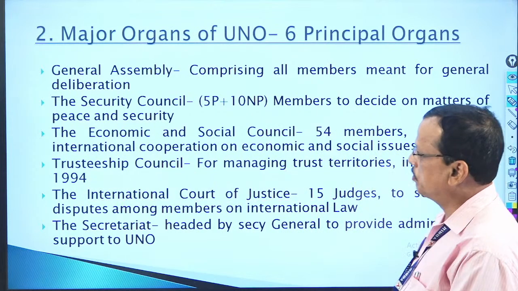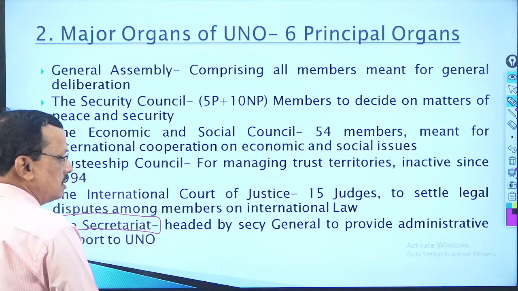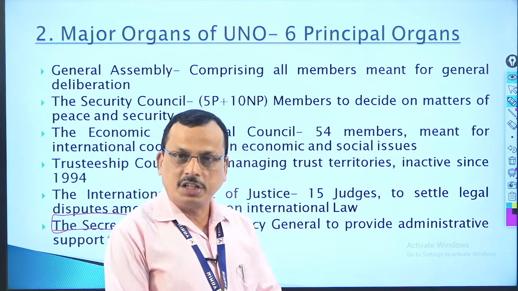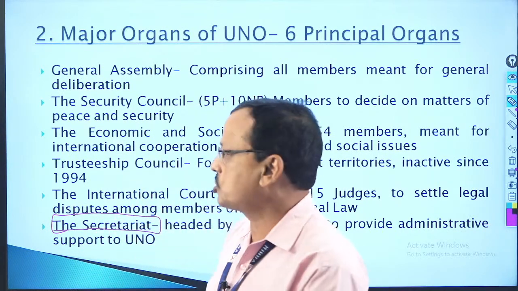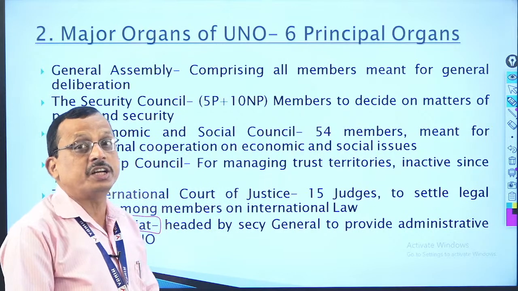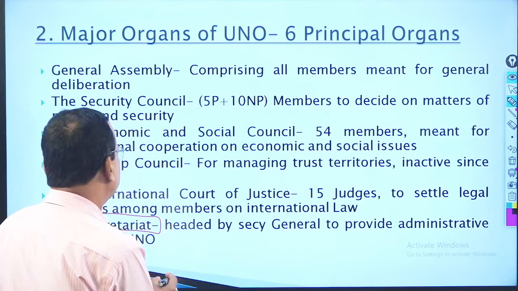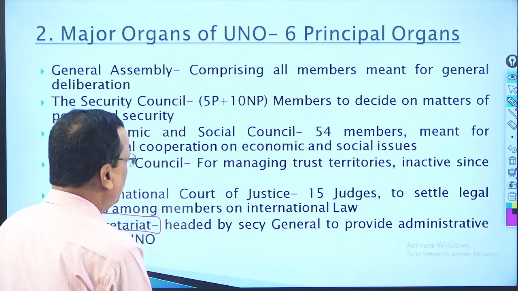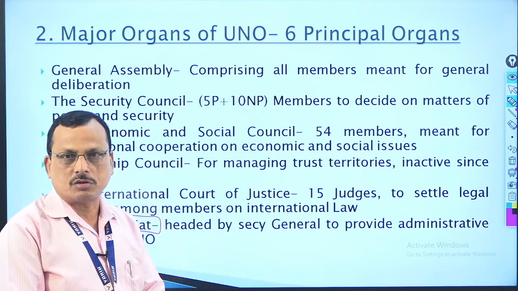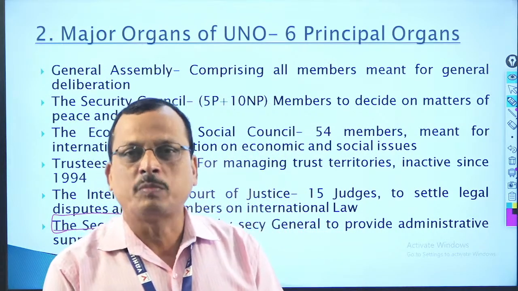Then the last major organ is the Secretariat. Every country for administration must have a Secretariat. Like in the state we have a Secretariat, at the center we have a Central Secretariat. Similarly, the United Nations must have a Secretariat to provide assistance to all other organs for functioning. It provides secretarial assistance. So the United Nations Secretariat is the coordinating agency of the organization which provides secretarial assistance to almost all the major organs of the United Nations, and is headed by the Secretary General, who is elected for a 5-year term by the General Assembly and Security Council.